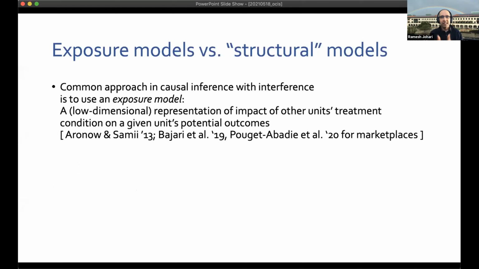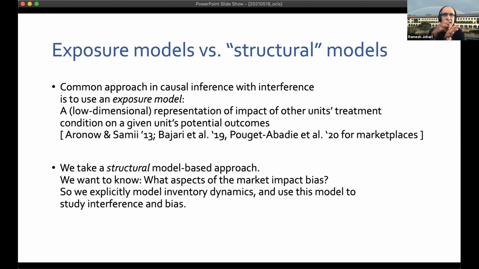So what approach would we take if we were to go down that road? A natural way to do that would be to use what's called an exposure model, which is essentially a low dimensional representation of the impact of other units' treatment conditions on a given unit's potential outcomes, all right? This is an approach pioneered in Aronow and Samii in 2013, and then the two references I have here are two leading examples of this approach applied to marketplace experimentation. So I think there's obviously a lot of value in that approach. In this talk, it's going to be quite a bit of a left turn from that typical approach in causal inference.